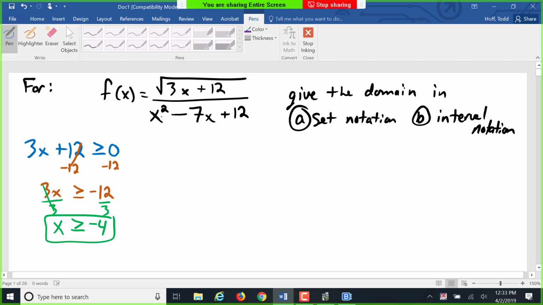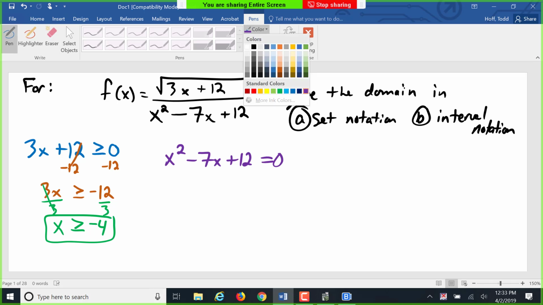Next, we deal with the denominator. We cannot divide by 0. We cannot have 0 in the denominator. So x squared minus 7x plus 12 cannot equal 0. So what we have to do is figure out what would make it equal 0 and then exclude those values. So let's set it equal to 0 and figure out what values would do that.